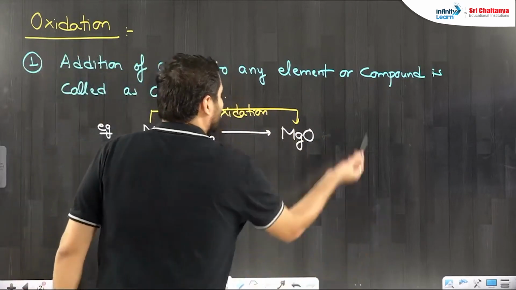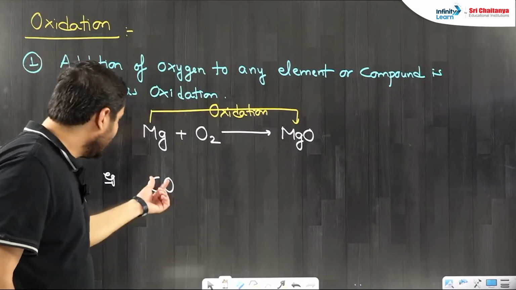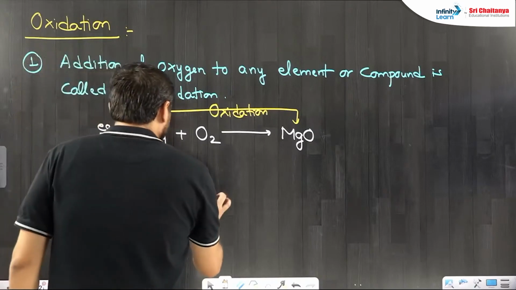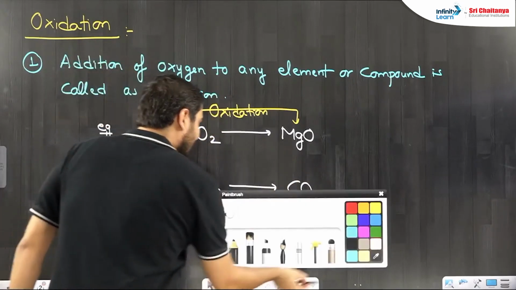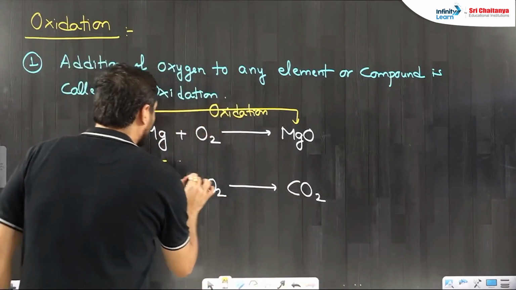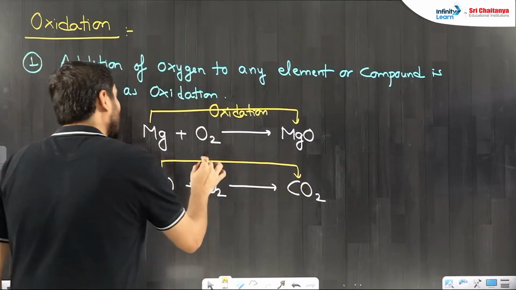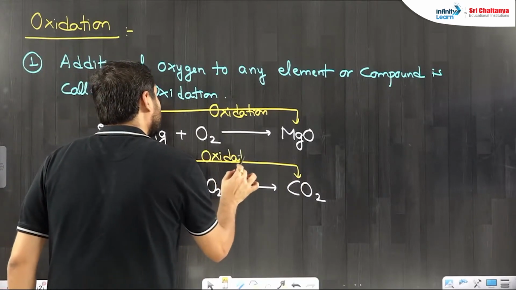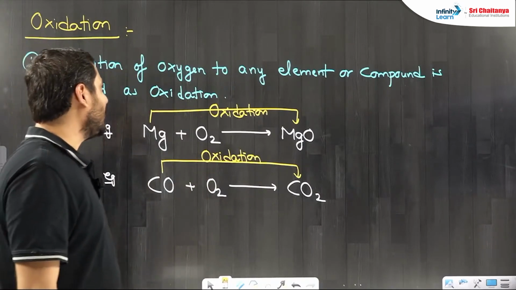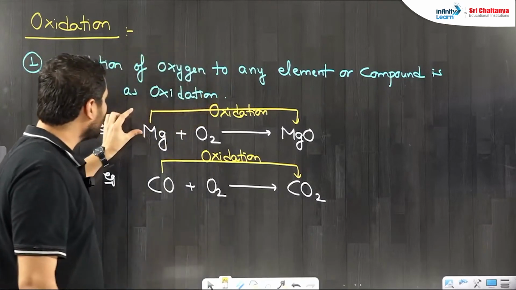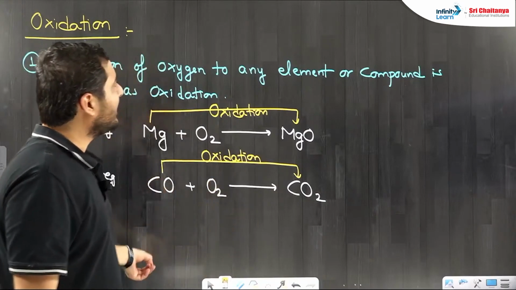Now this is for an element, but we can add oxygen to a compound also. If we take carbon monoxide, which is a compound, and add oxygen to it, what is formed? Carbon dioxide. From CO to CO2, one oxygen atom is added. So this process is called oxidation. So the first point of oxidation is very important: addition of oxygen to any element or any compound is called the oxidation process.